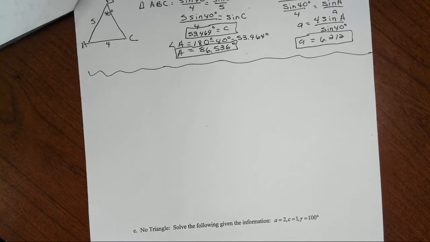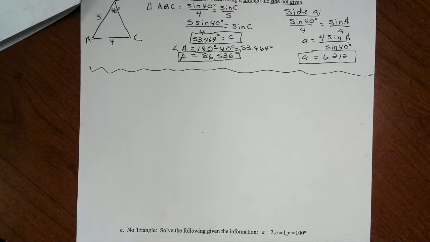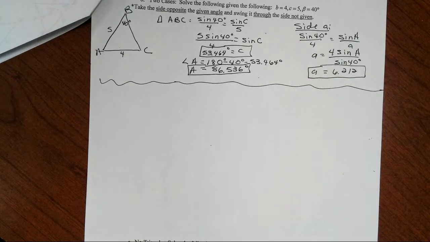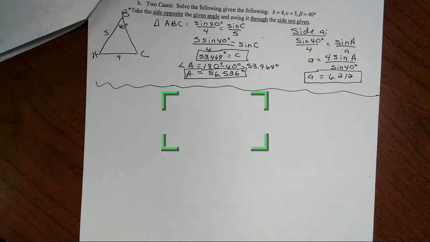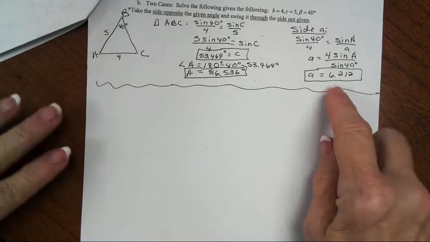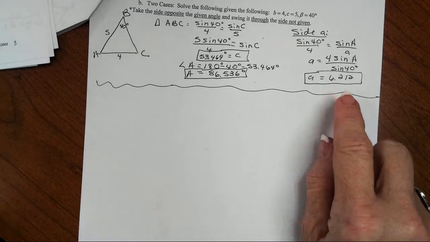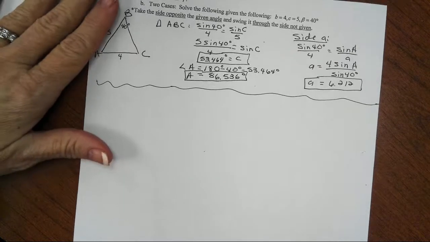So did you get the parts for this triangle? You should have gotten angle C is 53.464 degrees, angle A is 86.536 degrees, and then side C, 6.212 degrees.